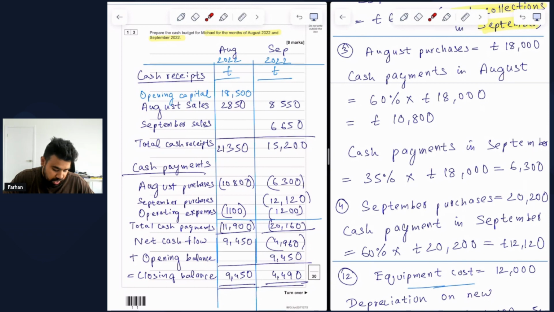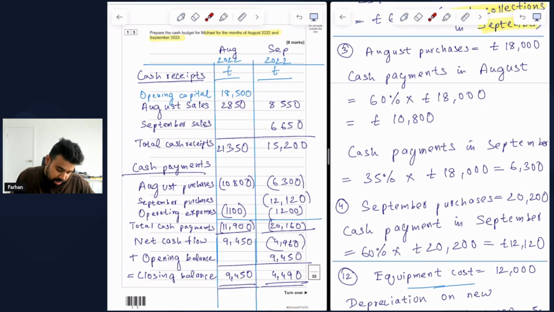Then with the net cash flow, we're adding the opening balance. So the opening balance in this case, a lot of students would want to not include opening capital here on the cash receipts and then include it here, which is also technically correct, and you won't be losing any marks at all. So don't worry about it if you are to use that approach and you find yourself comfortable doing that. So in this case, the opening balance we have to keep 0 because we have already included the opening capital as part of the cash receipts or the cash inflow.